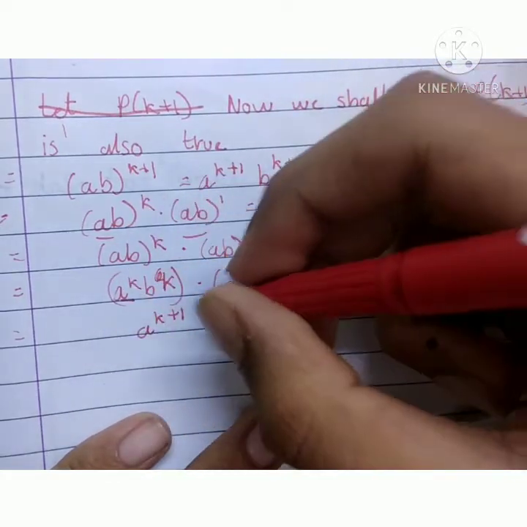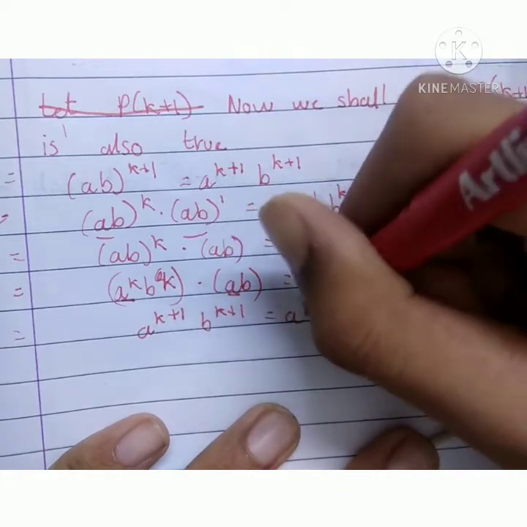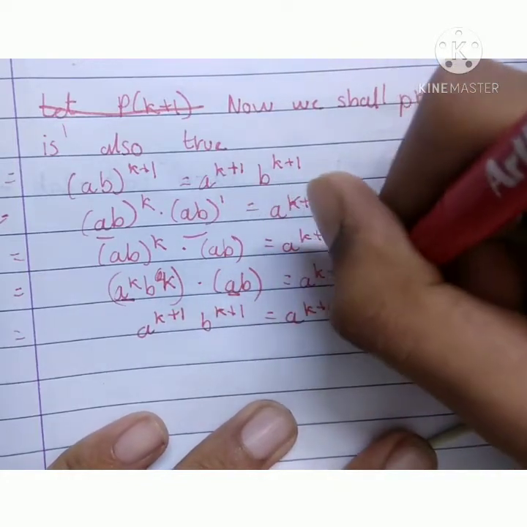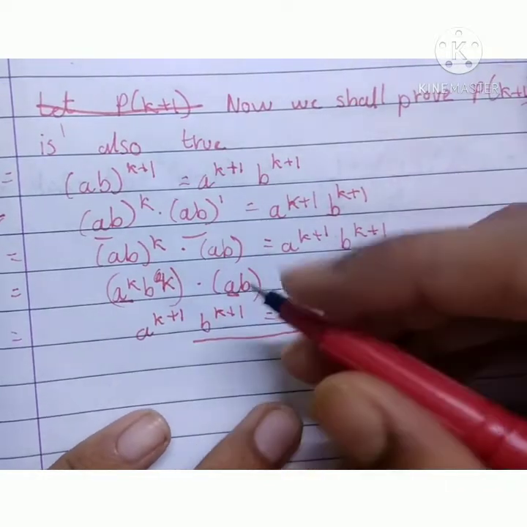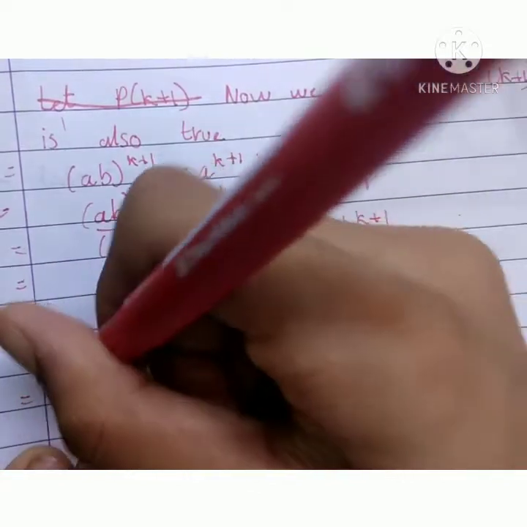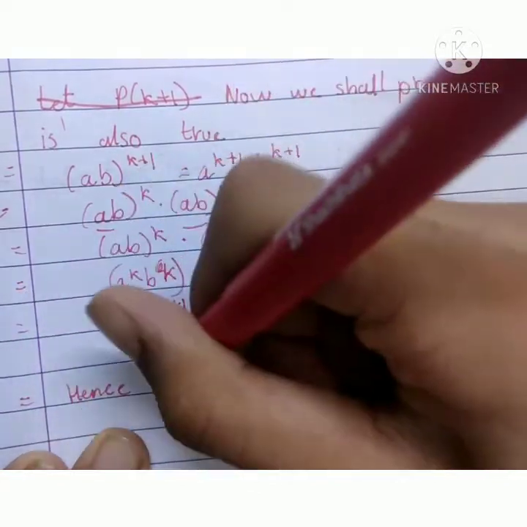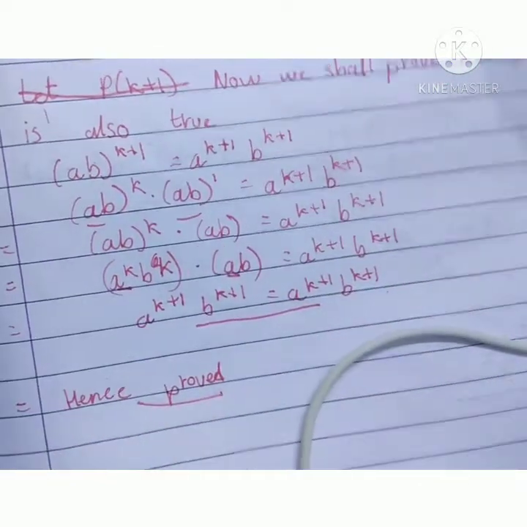Because the bases are the same, b raised to k plus 1 is equal to our RHS. So friends, by the principle of mathematical induction, we have proved this statement. Basically, we have proved the law of exponents. So now we will write hence proved. So our question is done.